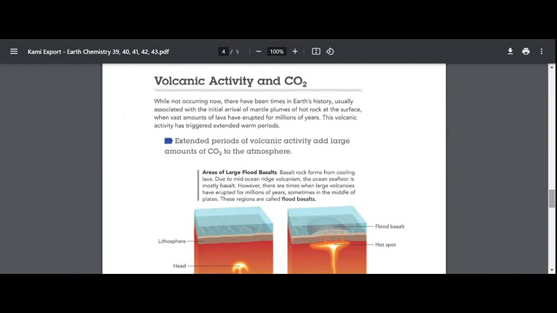Okay, and again, we're looking at volcanic activity and CO2. So while not occurring now, there have been times in Earth's history, usually associated with the initial arrival of mantle plumes of hot rock at the surface, when vast amounts of lava have erupted for millions of years. This volcanic activity has triggered extended warm periods. So, extended periods of volcanic activity add large amounts of CO2 to the atmosphere.